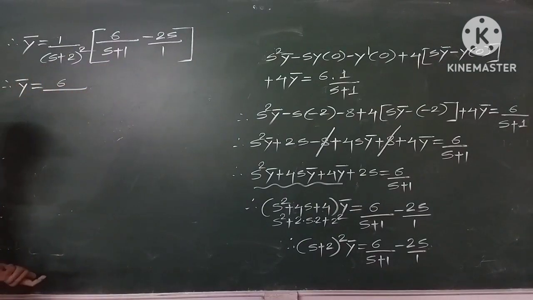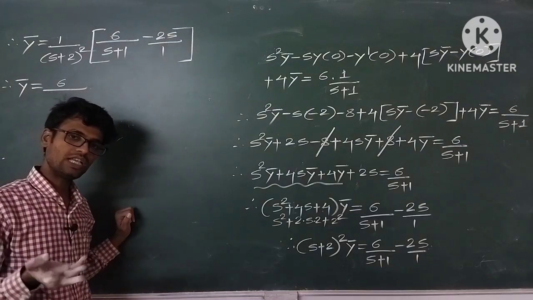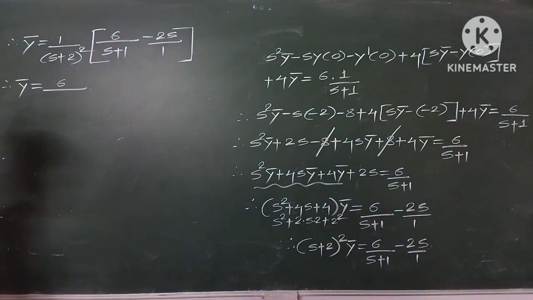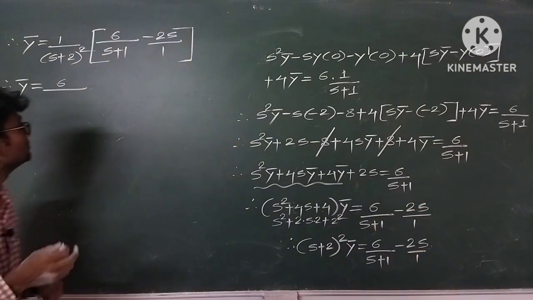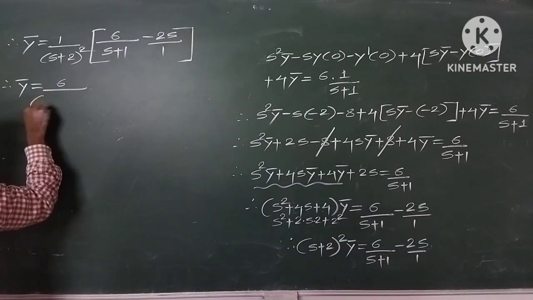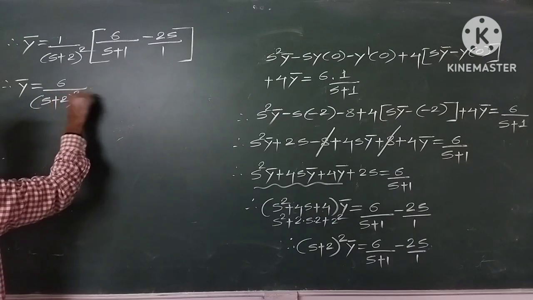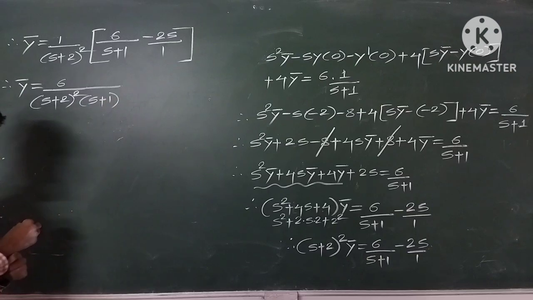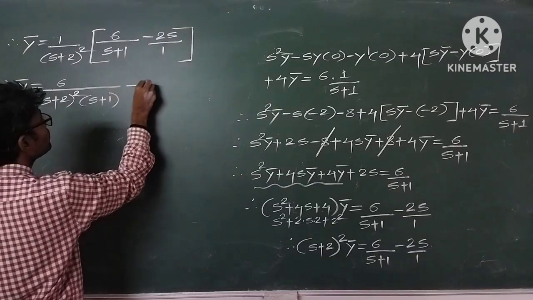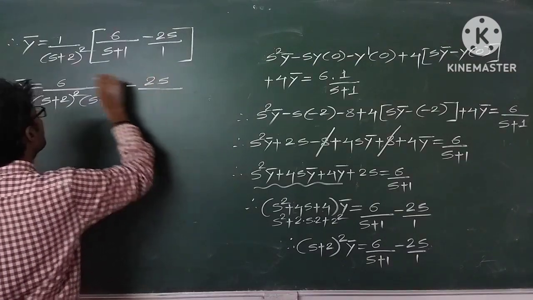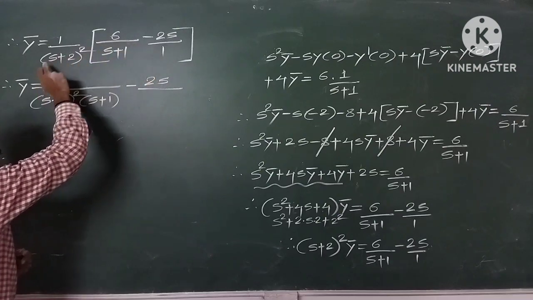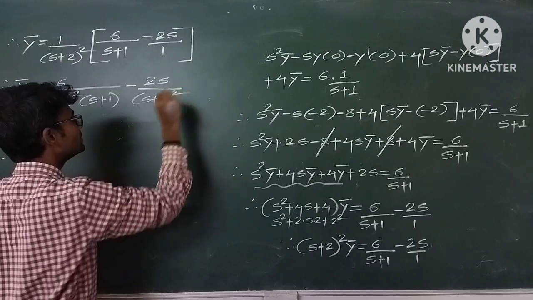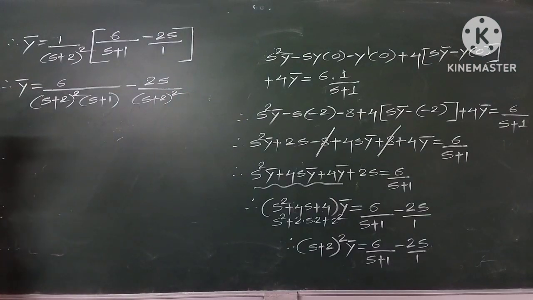(s plus 2) whole square into (s plus 1) is the same as (s plus 1) into (s plus 2) whole square, because multiplication is commutative. You can write ab is equal to ba. So I will write this as (s plus 2) whole square into (s plus 1) minus, I will write 2s as it is, and (s plus 2) whole square into 1. (s plus 2) whole square into 1 is (s plus 2) whole square.